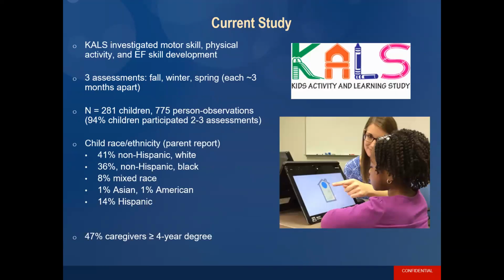So the COWL study is something we completed recently where we were looking at executive function and motor skill development and physical activity. We happened to assess kids 3 times, fall, winter, spring, across an academic year. We had about 281 kids who generated about 775 observations. It's a racially diverse sample by North Carolina standards, and is reasonably diverse in terms of half the families report having a 4-year college degree.